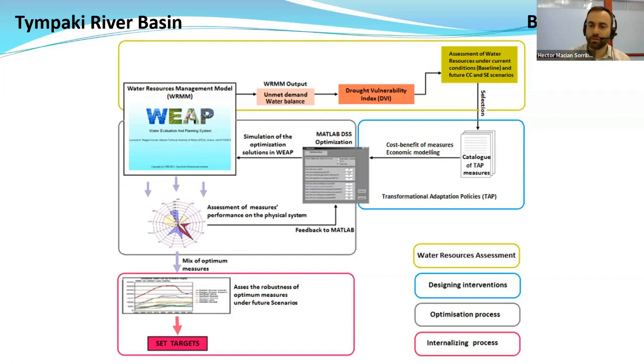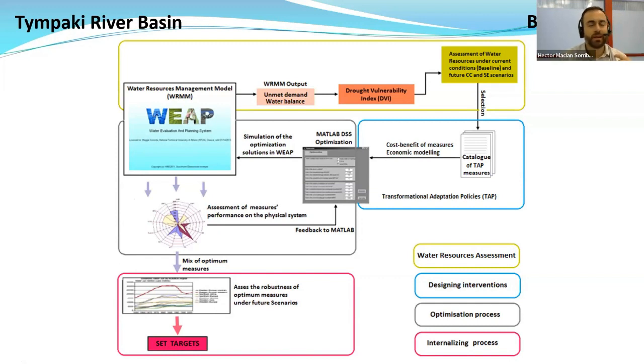Using the response of this model to these scenarios, together with a catalog of adaptation measures, this will be introduced into MATLAB in order to define a cost-benefit analysis of these measures and find which are the optimal ones. So this MATLAB will control the execution of WEB in order to provide optimal portfolios of measures that afterwards will be assessed, taking into account how optimal they are and how robust they are. So how do they respond to more than one scenario?